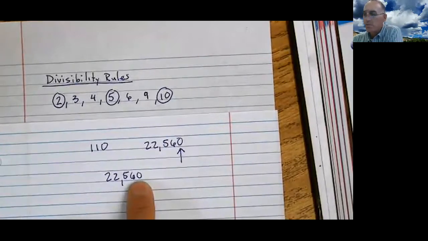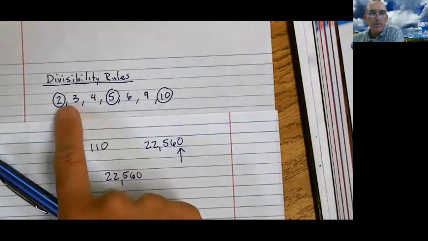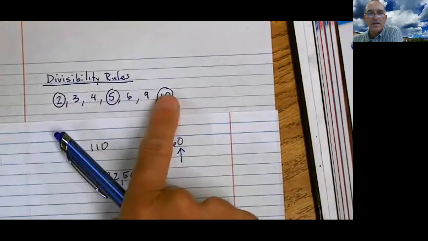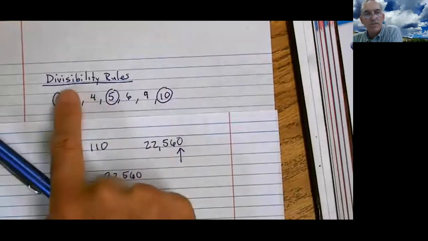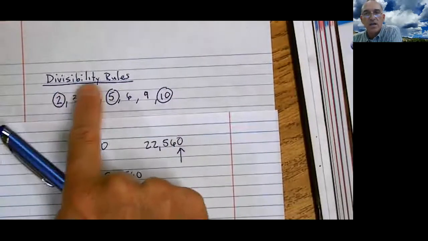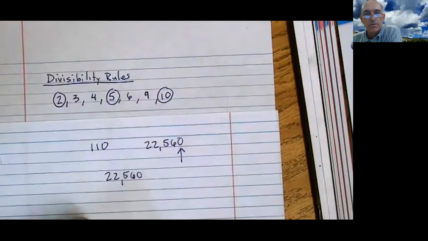These are numbers you already know. You already knew 2, 5, and 10. You just didn't know that this fell under a math section called divisibility rules, okay?